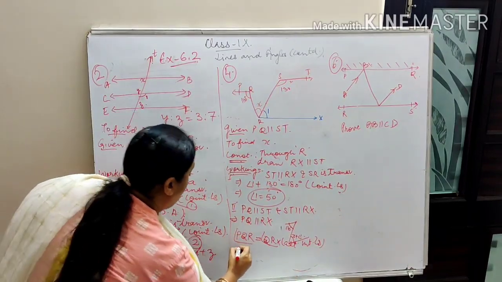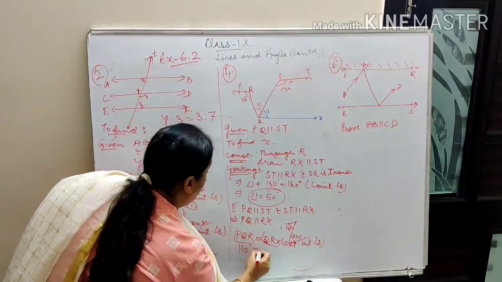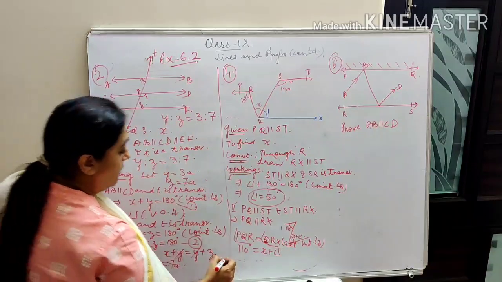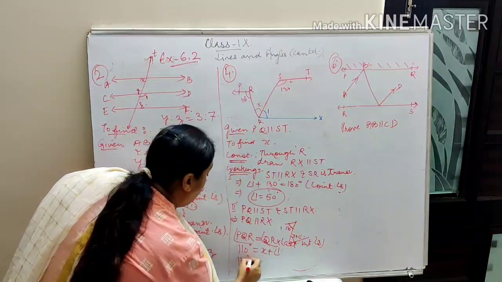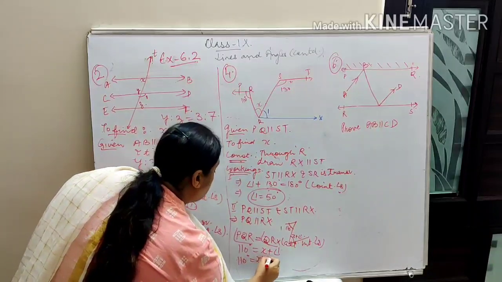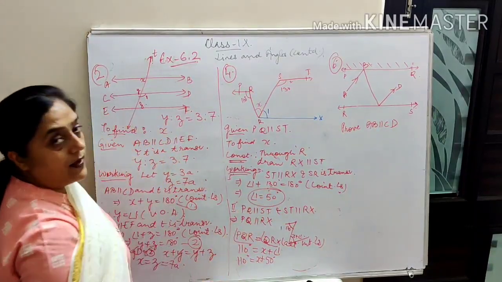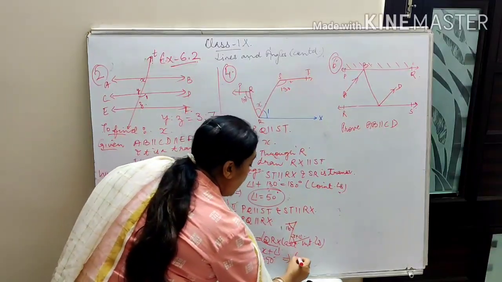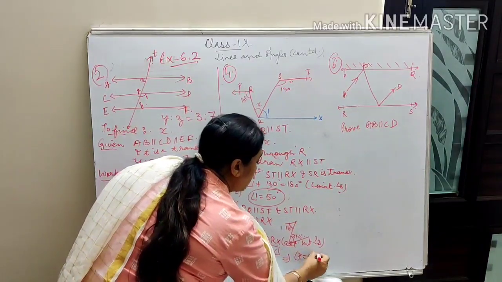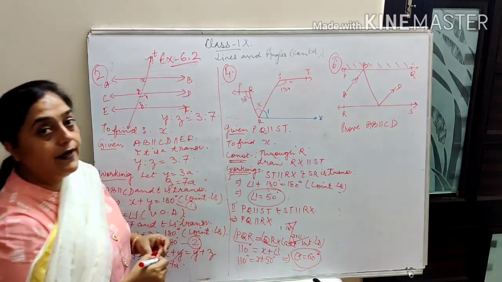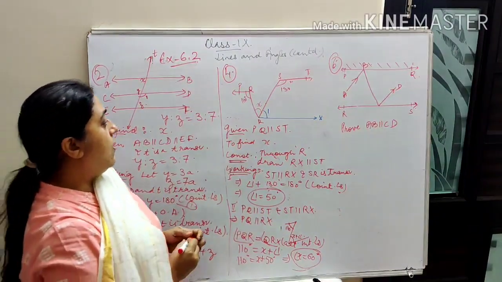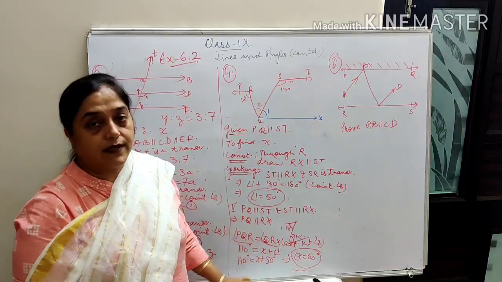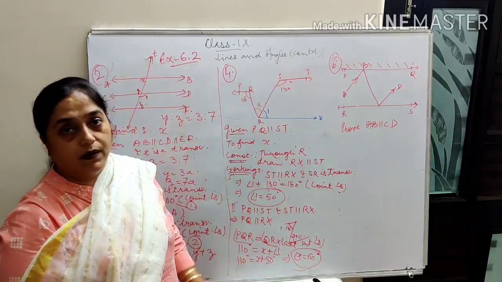And what is PQR? It is 110. X we don't know. Angle 1 we have already found. So 110 is equal to X plus 50, because now we have found angle 1 equal to 50 degrees. This implies X comes out to be 60 degrees. Got it? So that means you have got angle QRS equal to 60 degrees. This was question number 4.